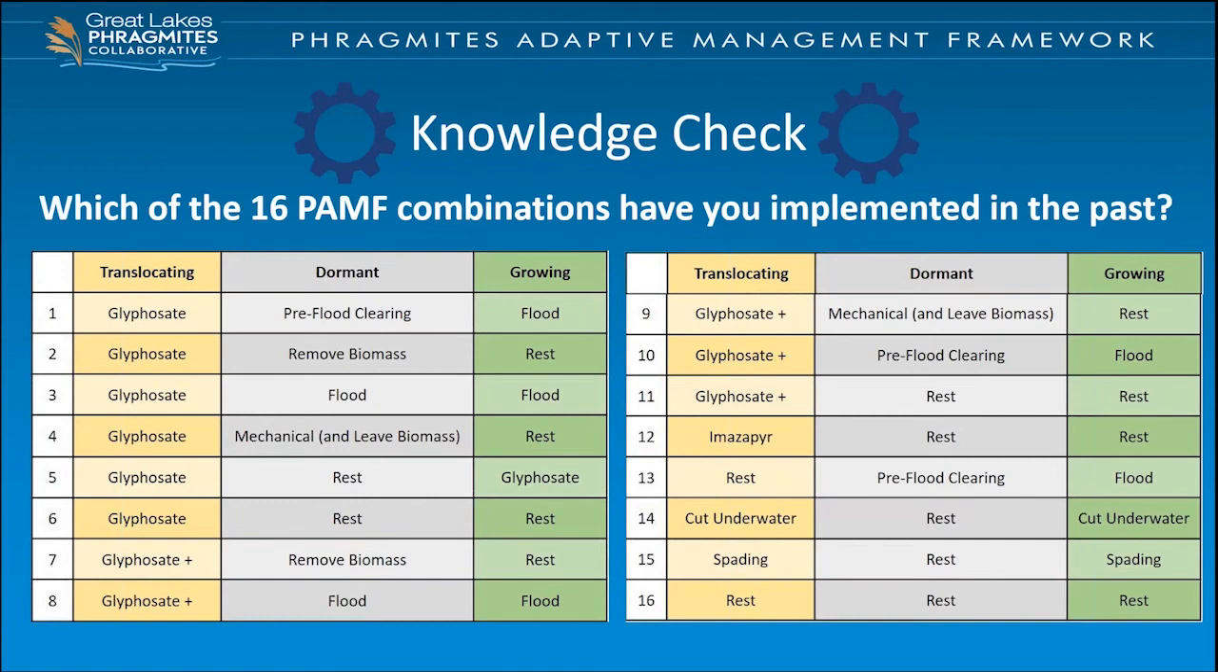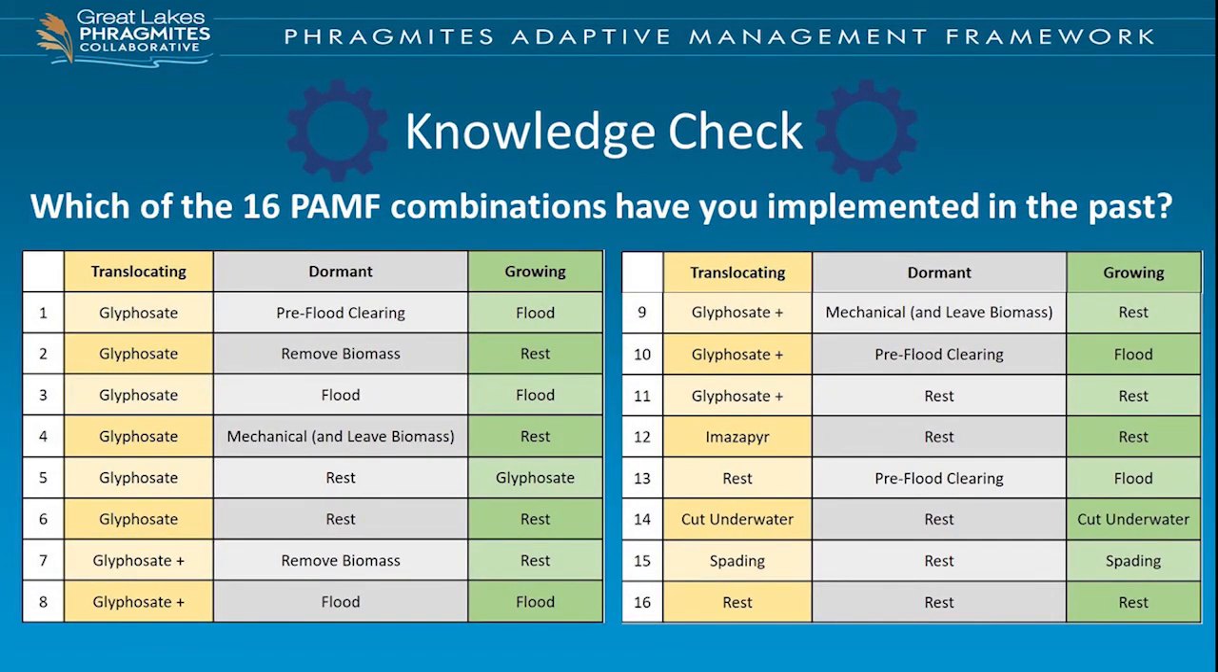I like to ask this question just to see what people have done in the past. What combinations have you implemented? You can just enter 1 through 16 in the chat box. And even if you've never managed before, you have done one of these. Yes, Catherine's got it, 16. Everyone's done 16, which is rest, do nothing. But it looks like we do have some variety. 2, 9, 14. Yeah, that's great.